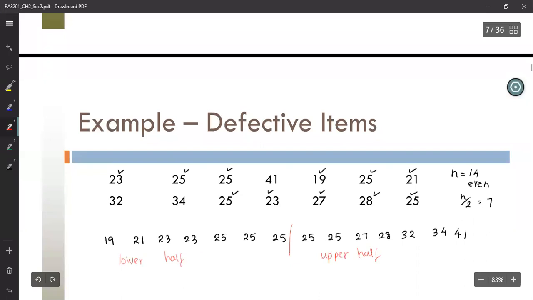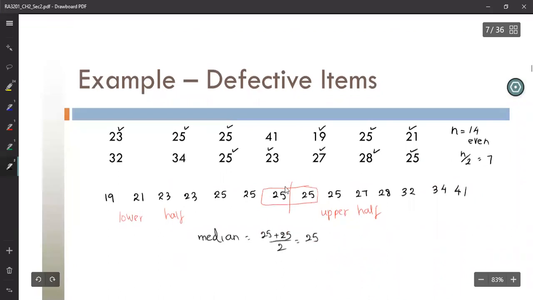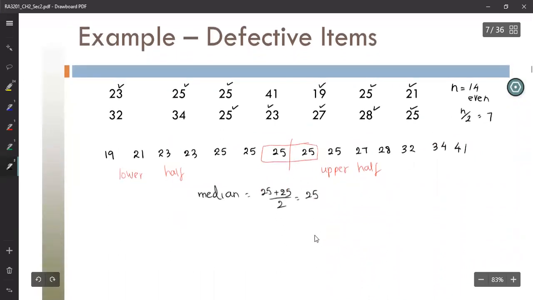Now in this example, both the middle two observations are the same. So therefore, the median becomes the average of these two anyway. It's the same, which is 25. Okay, so in this example, the median is the average of the two middle points, which is 25 and 25. Again, the answer will be 25.